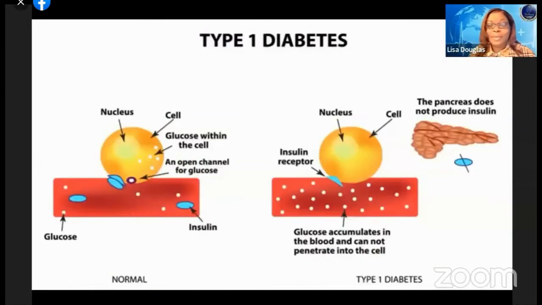Here is our type 1. I just described to you what happens in the cell. So this is your normal, and this is your type 1. If you notice the difference in type 1, the glucose accumulates in the blood and it cannot penetrate into the cells. In your normal cells, when it accumulates, it actually penetrates itself and comes out.